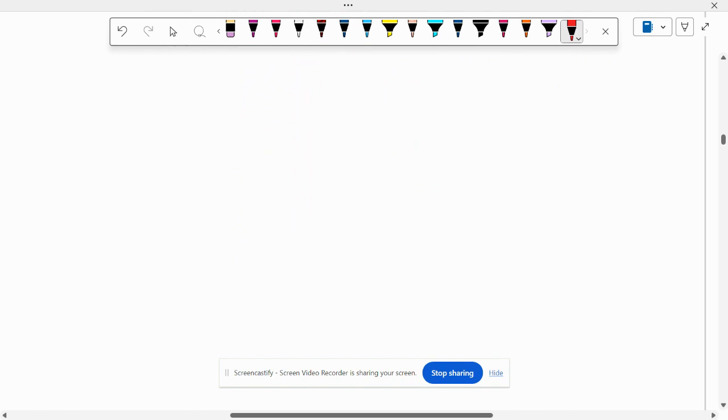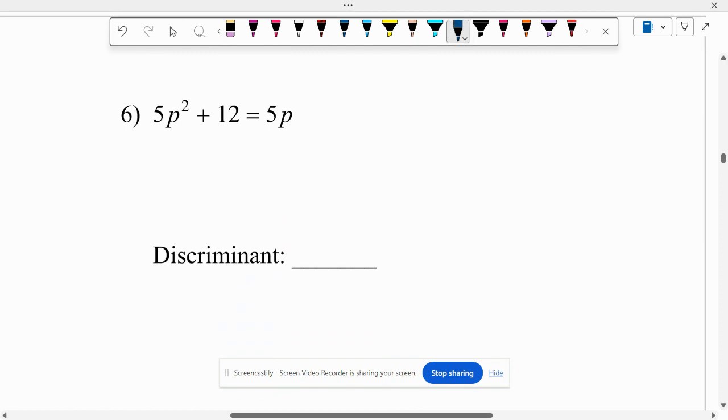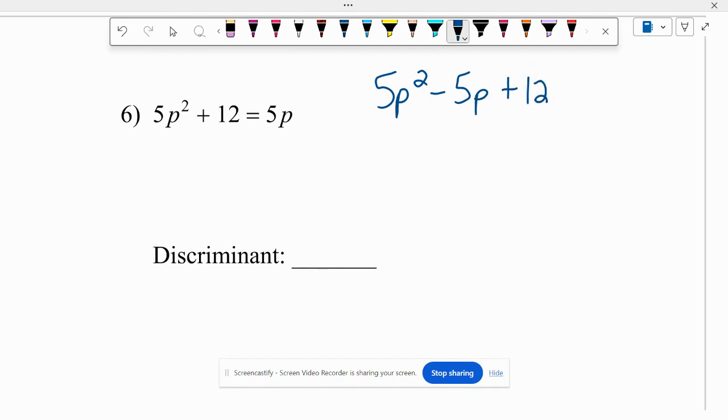Okay. I think we have 2 more that are like this. So talk about this one. What do I need to do to get it so I can put it into discriminant or quadratic formula? Subtract 5p. I love it that you guys are all saying that. So 5p squared minus 5p plus 12 equals 0.